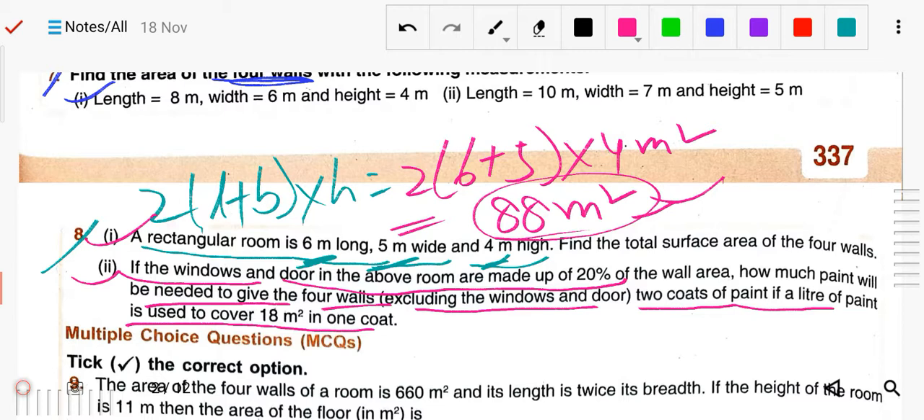As you should know, when we are finding the area of the 4 walls, suppose window and door are not mentioned, then you can directly find the area of wall. But now here it is mentioned that there are a window and doors, which are made of 20% of the area. So let's solve this question, then you will understand.